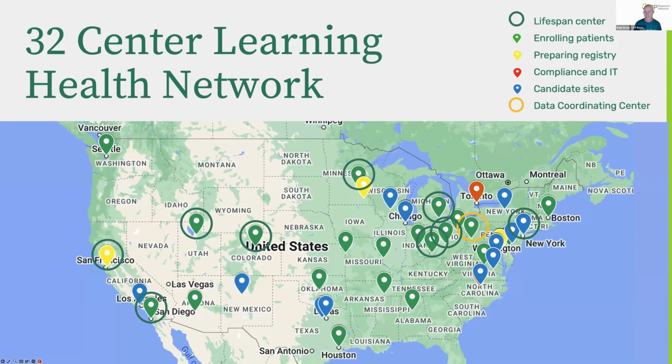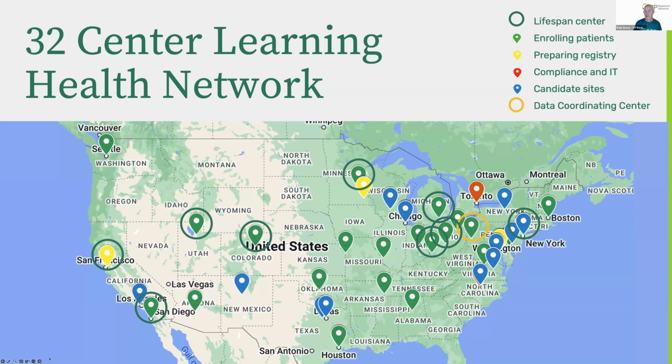So the network is now up to 34 centers across North America. The green pins are sites that are collecting data actively in the registry. The yellow pins are working on our technology infrastructure. The blue pins are sites that have raised their hand, saying we want to join the network, but they have not signed our agreement yet. Red pin is a site that's still working on some of the compliance.